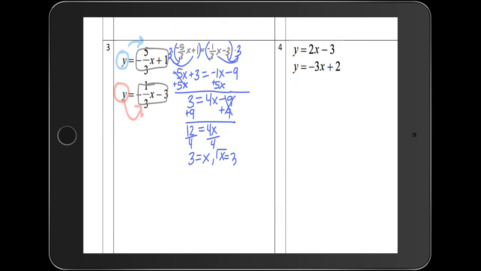Okay. Now this is part of my solution, but this is not my entire solution. Remember, we are looking for a point, a pair of x and y values. So if I'm looking for a pair of x and y values, I want to now take this x value and plug it in to find a y value.